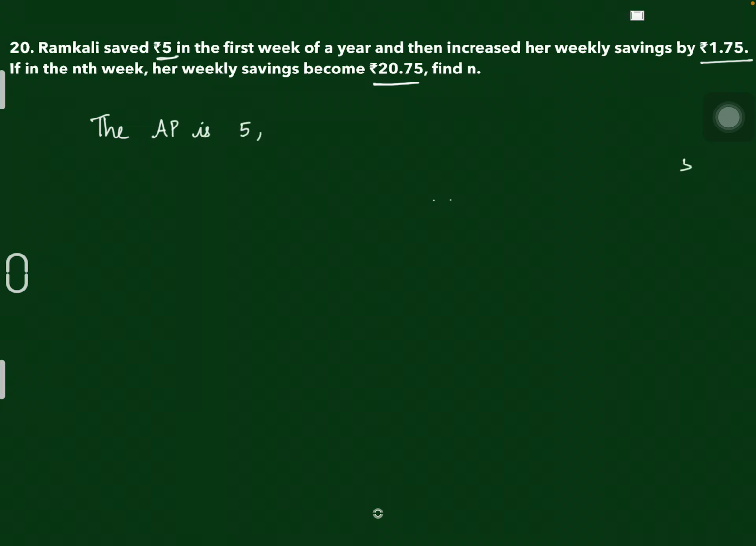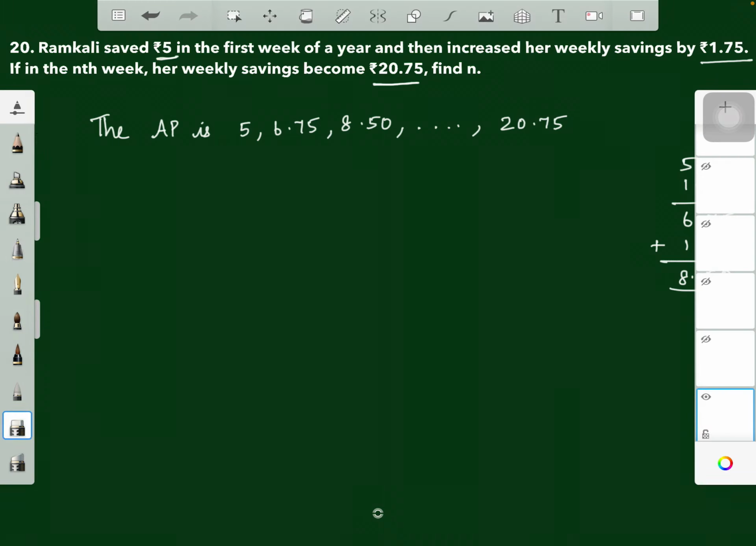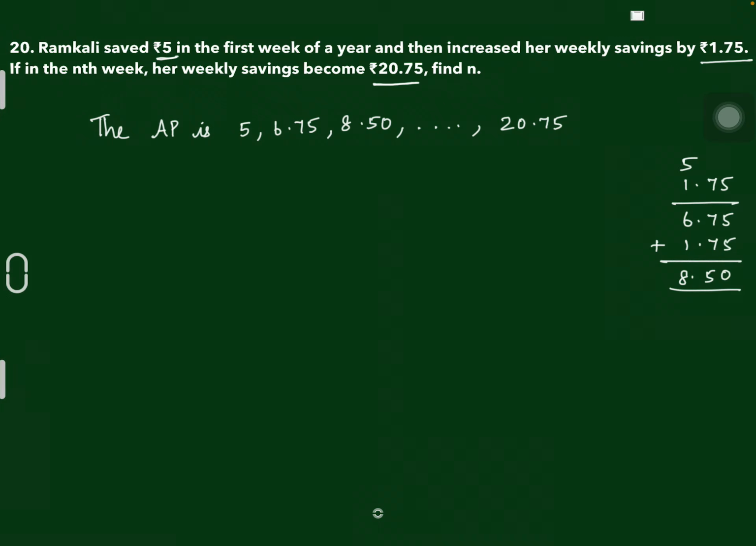Then she started increasing her savings by 1.75. So, it becomes 5 plus 1.75 is 6.75. Again the next week, third week, she increased again by 1.75, so it becomes 8.50, so on. And at one point it reached 20.75. So the AP is 5, first week 5 rupees, second week 6.75, third week it is 8.50, and at one point it reached rupees 20.75. So in which week her savings reached 20.75?